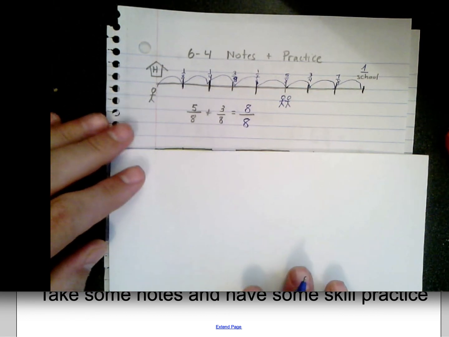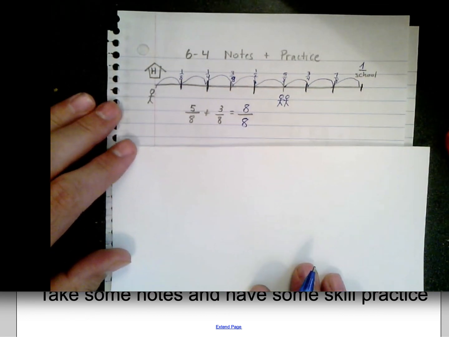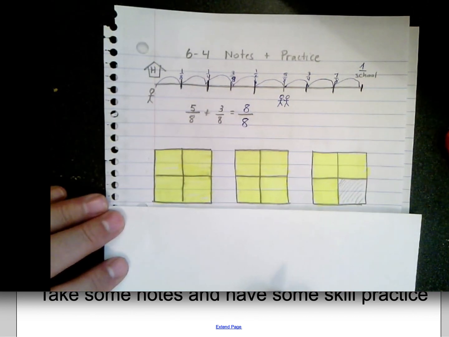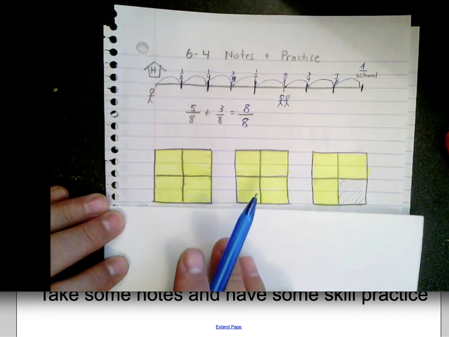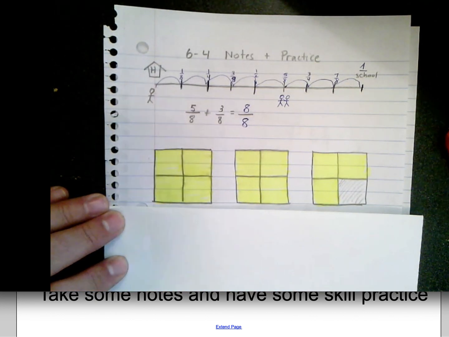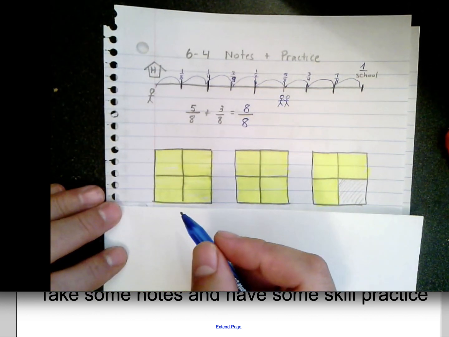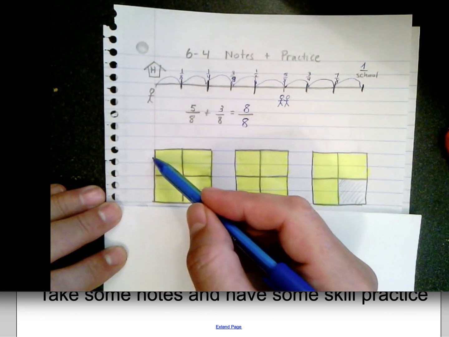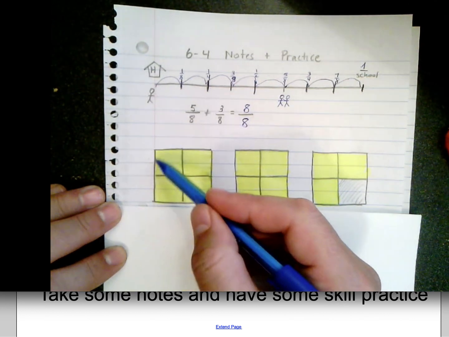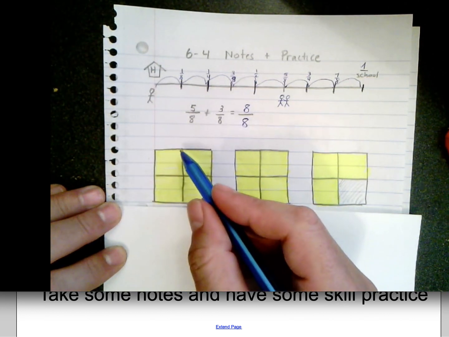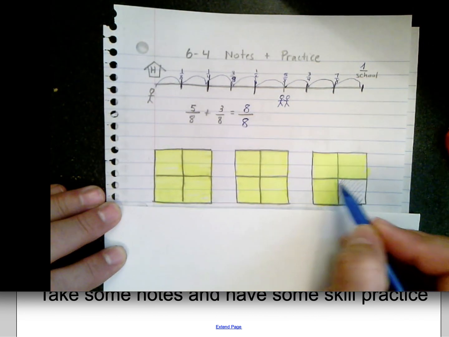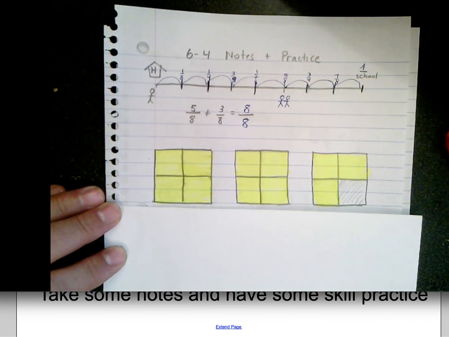So just a reminder, take a picture of this and share it with your teacher, but then give yourself some space to work below and draw 3 boxes. In the interest of time, I already colored them in. If you'd like to push pause and match me, that's great. We're going to have you draw 3 squares that are 1, 2, 3, 4 lines tall, and I divided them into fourths and colored them in. Give yourself some space to work. Push pause when you're ready to continue.